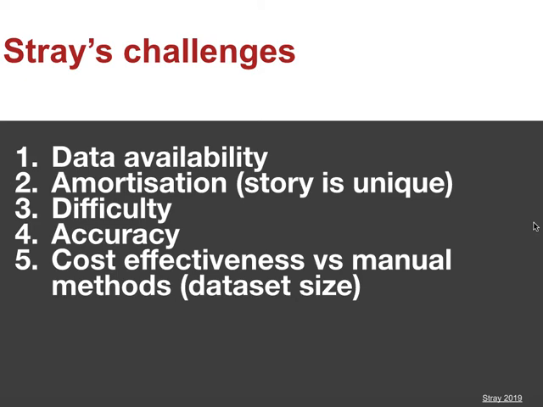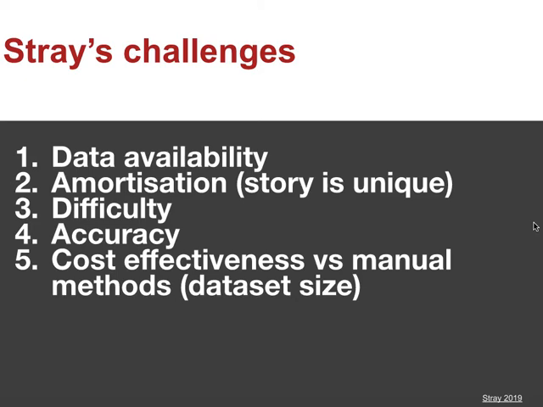Amortization is the idea that the money that you spend on something has a value over a period of time. And the big problem for data journalism, or journalism specifically, is that most of the things we do are very time sensitive and they're only newsworthy for a certain amount of time.